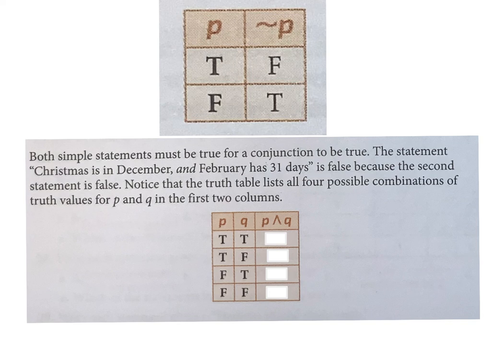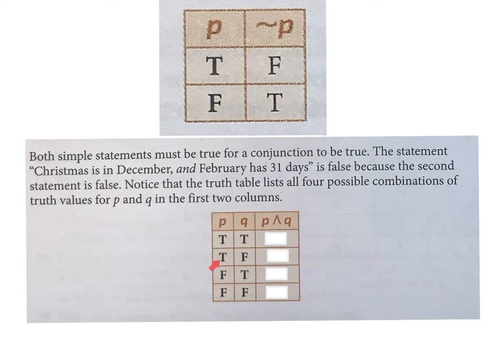So both statements can be true for a conjunction. So let's look at this conjunction. Christmas is in December and February has 31 days. That is false, right? We know that's false because the second statement is false. But let's look at the truth table and look at all the combinations, all right? So for my P statement, the options are that it can be true or it can be false, right? Those are the only options for that statement. If we combine it with the second statement, the first one could be true and the second one could also be true. That's one combination, right?